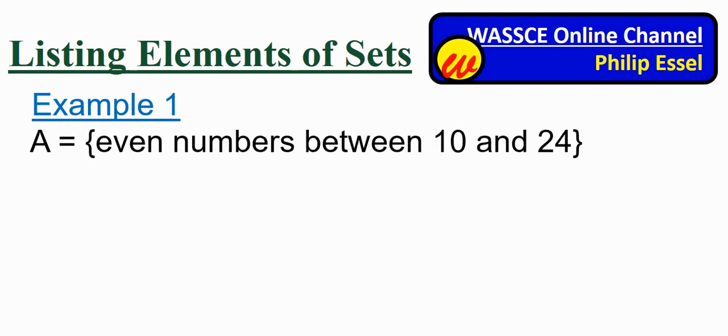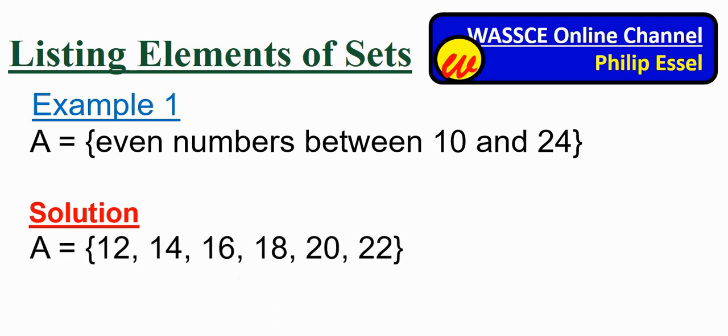For example 1, we have the set A equals even numbers between 10 and 24. Set A is in word description format, but we want to convert it to listing format. So first, we need to remember what even numbers are, and we also need to know the even numbers that are between the numbers 10 and 24. So let's look at the solution to this problem.